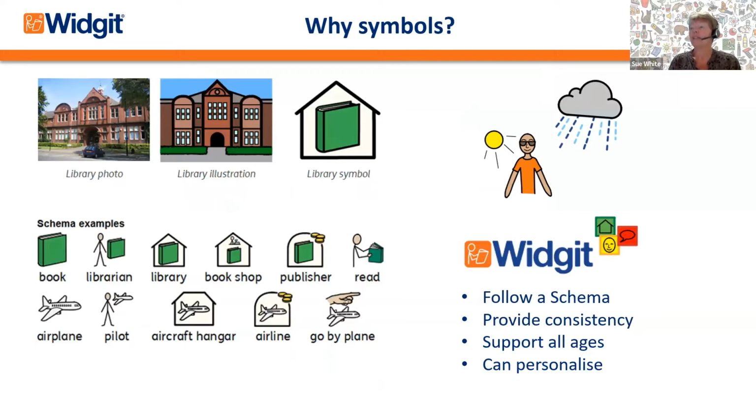We could have an illustration of that, so we could take some of the peripheral information away and just have that building. That's the middle picture there. But if I do that, how do I know that's still a library? It just happens to be a representation of one building that is a library. But the symbol, and this is the Widget symbol, is a book within a building. So it's consistent across all libraries. It represents what a library is, a building with books.